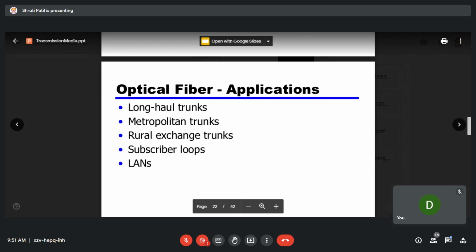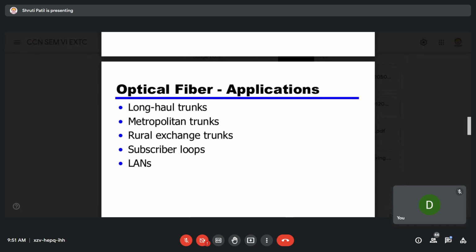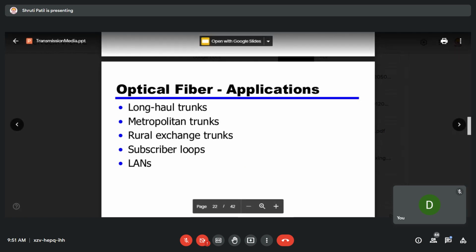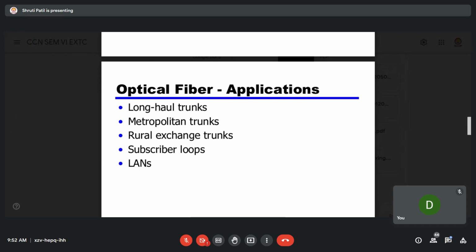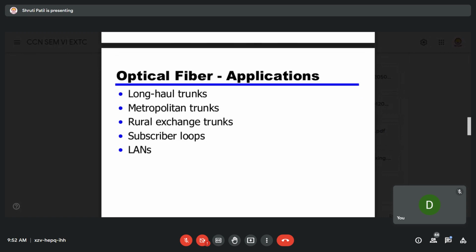Applications are long haul trunks, metropolitan trunks, rural exchange trunks, subscriber loops, and LANs. You can see that major telephone lines are now replaced. Basically, the Jio network they have implemented. Reliance has changed the entire network technology, transmission technology. They have changed the entire thing to optical fibers.